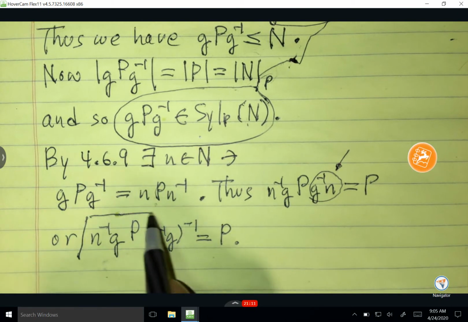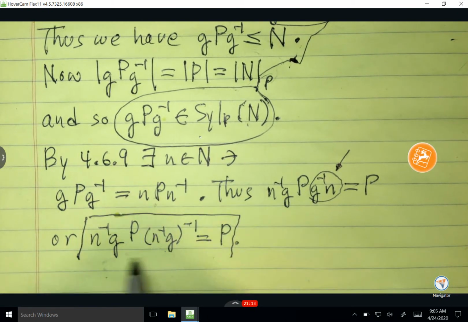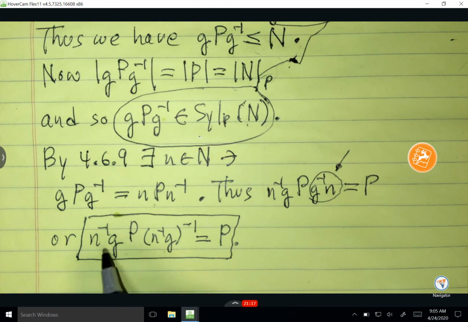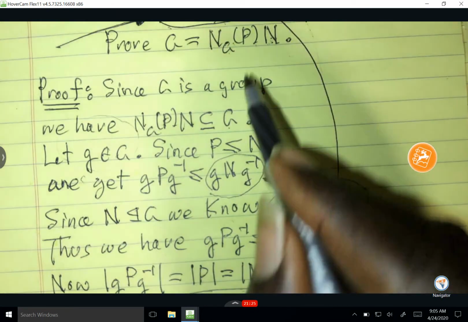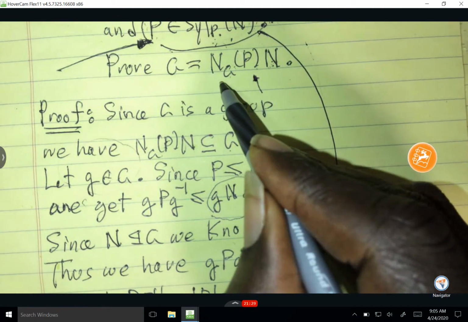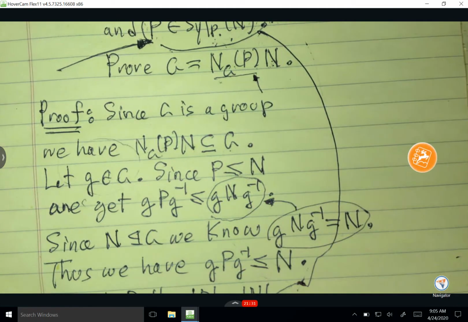Make a big box so you won't be scared of it. See that? Can you tell me what this element is doing to P? It's normalizing it. So it's in the normalizer in G of P. Look familiar? The proof is over. Except you don't realize it yet. So let's keep going. Okay?